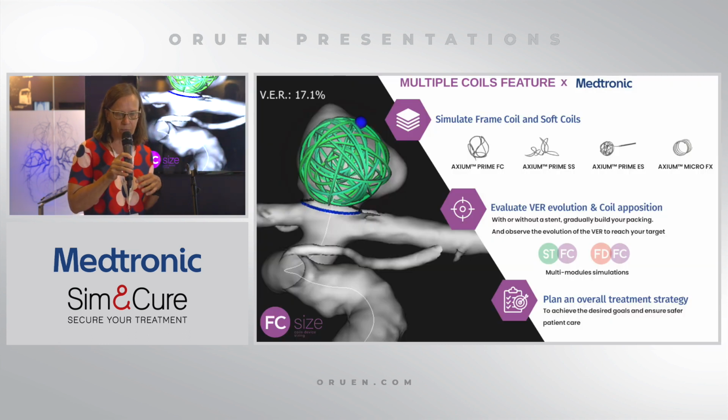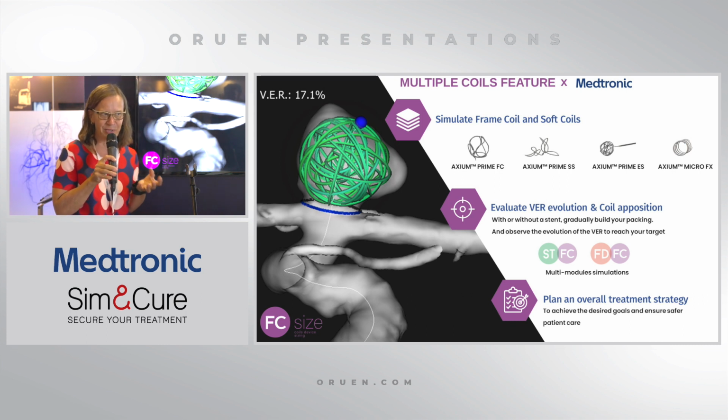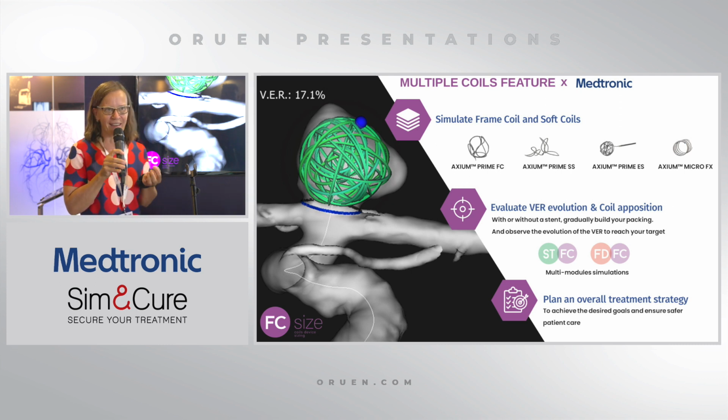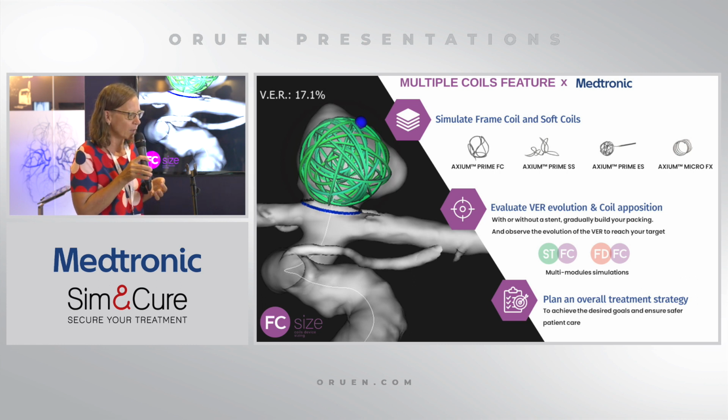And the newest thing with Sim&Size is the coil simulation. I thought first actually that I don't need it, but I have found it very tempting, very much increasing your learning curve, and especially for the younger colleagues. And you can simulate Axiom framing coils and then all the soft coils as well.